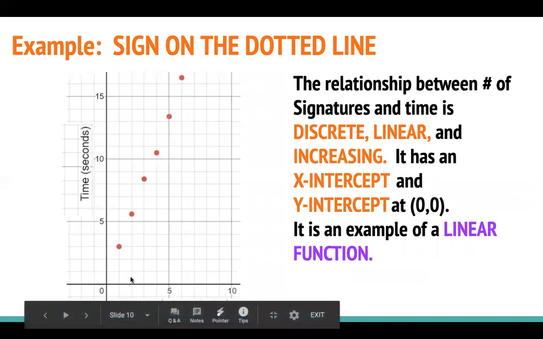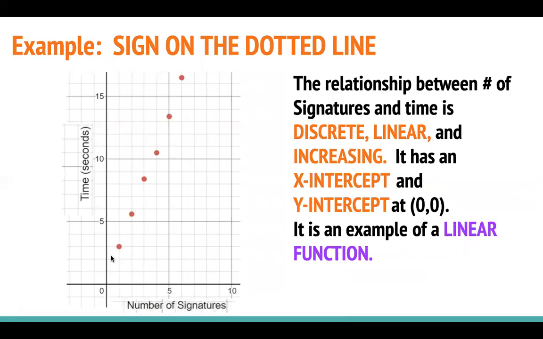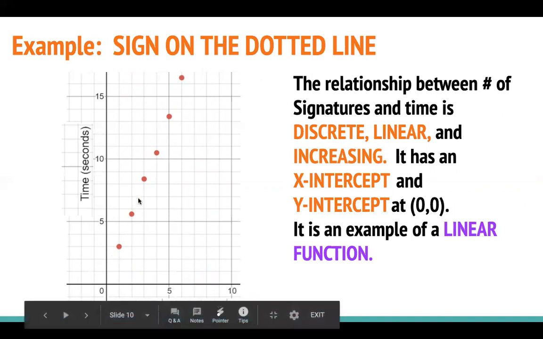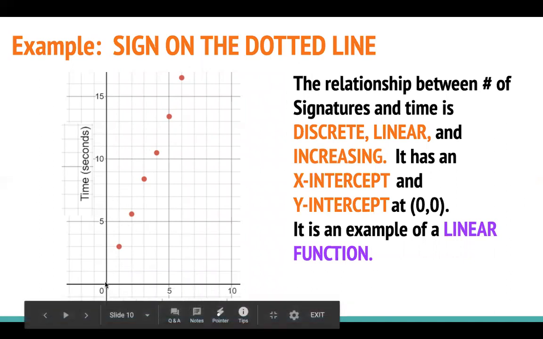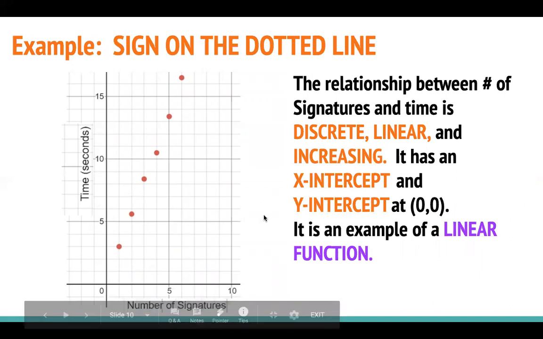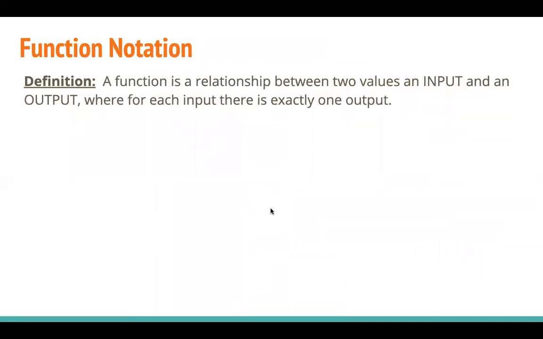Signing on a dotted line, where people made a signature and then timed how long it took them. This is discrete because they waited for a whole signature. It's linear because it's in a line, and it's increasing because it's going up as the number of signatures went on, the time went on. It had an x-intercept and a y-intercept at (0, 0). It's an example of a linear function.